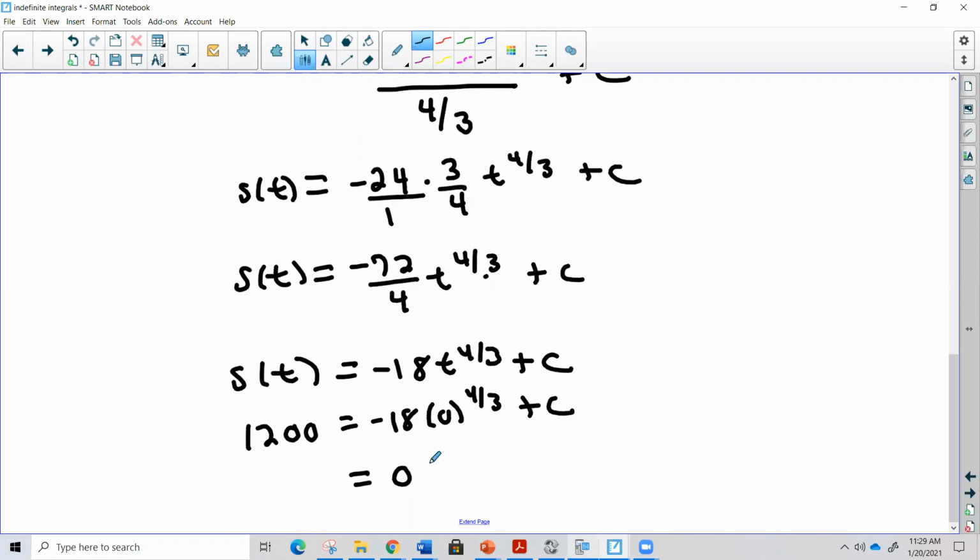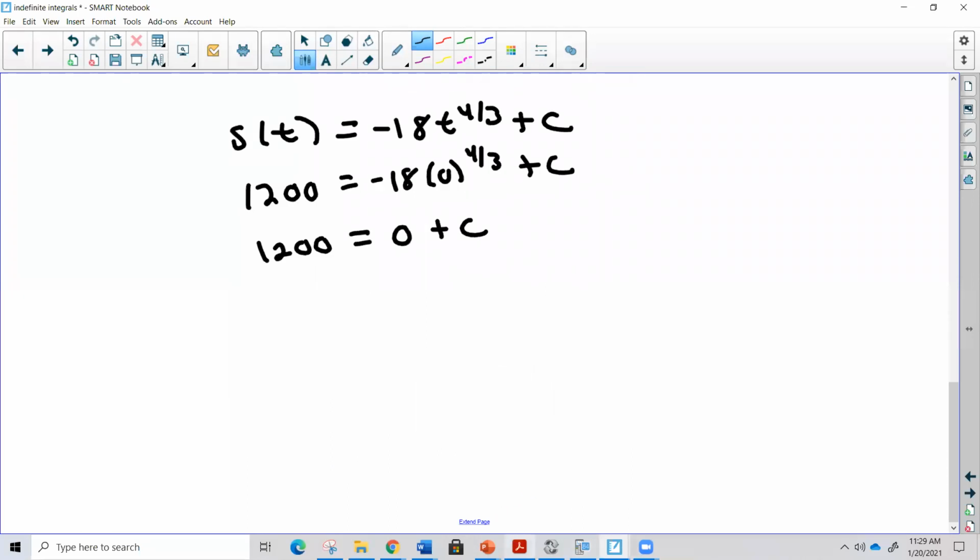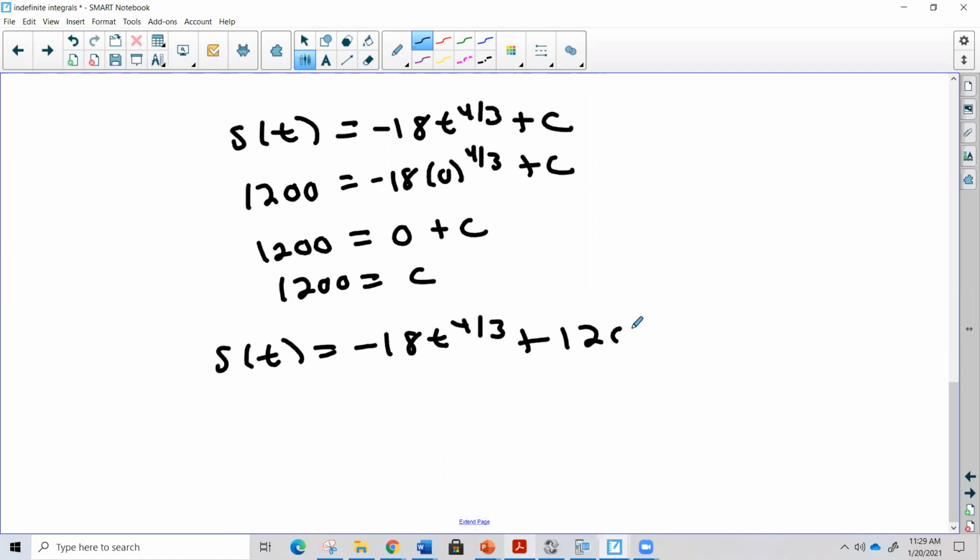So this is 0 times -18, which is 0. Again, you could, in your calculator, if you're not sure, do 0 raised to the 4/3, but you get 1200 equals c. So my particular function, and a particular function is the one where we have the c value, is -18t to the 4/3 plus 1200.